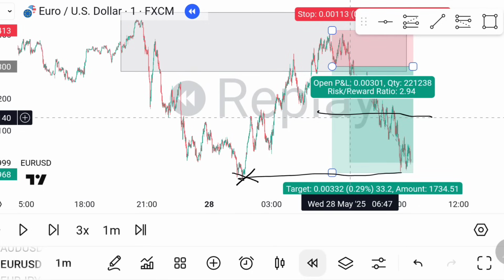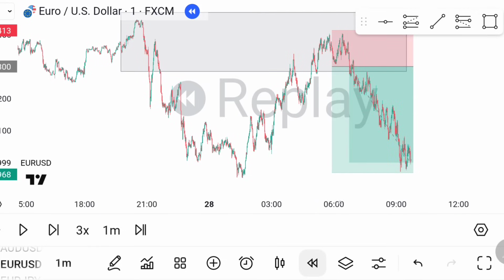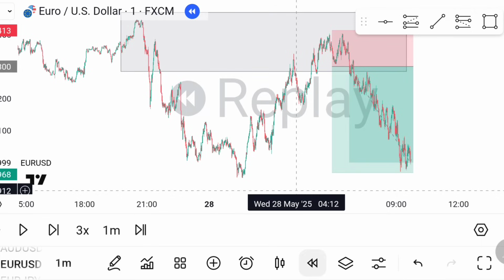But for this strategy, 5 pips, you're out with your loot. Okay, now let us look for a buy scenario. This is just a sell scenario. Let us look at a buy scenario of this strategy.